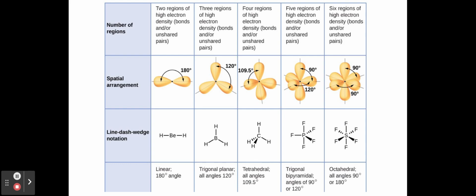Now, this is a little bit misleading because octa means 8. You might assume that means there are 8 things coming off the central atom. That's not what the octa means in this name. If we were to look at this shape, it's essentially an 8-sided figure. That's where the octahedral comes from. The bond angles would be 90 degrees along here and 180 degrees here.